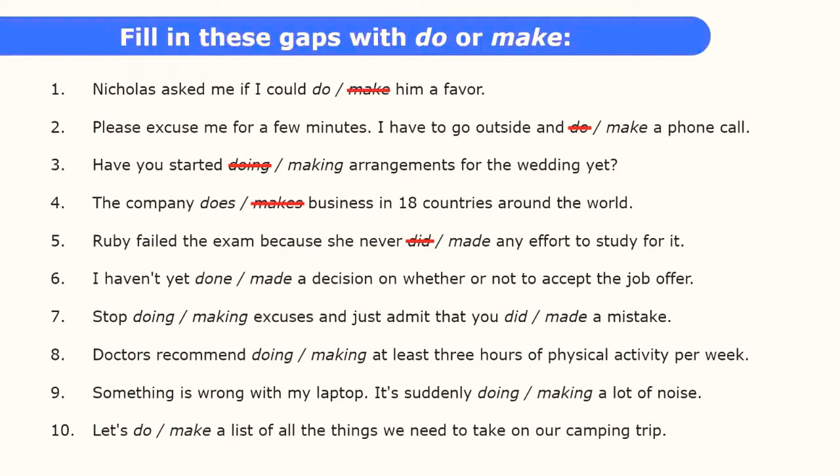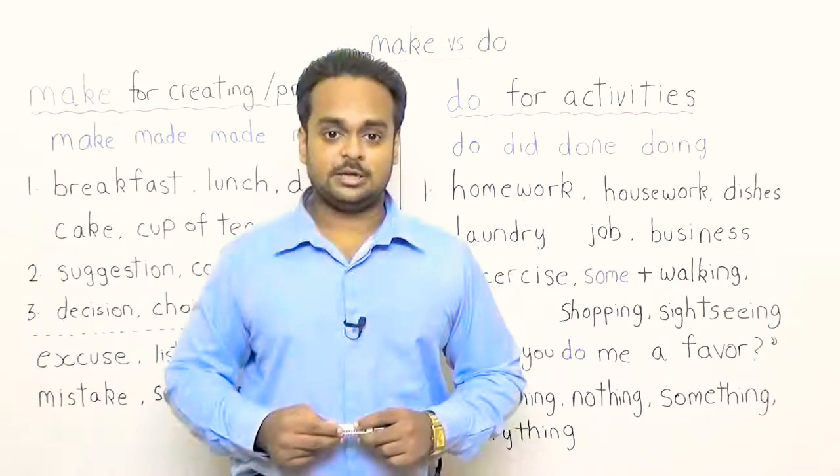Number 6, I haven't yet made a decision on whether or not to accept the job offer. Number 7, stop making excuses and just admit that you made a mistake. It's make in both cases. Number 8, doctors recommend doing at least 3 hours of physical activity per week. Number 9, something is wrong with my laptop. It's suddenly making a lot of noise. Number 10, let's make a list of all the things we need to take on our camping trip. All right, did you get them all right?